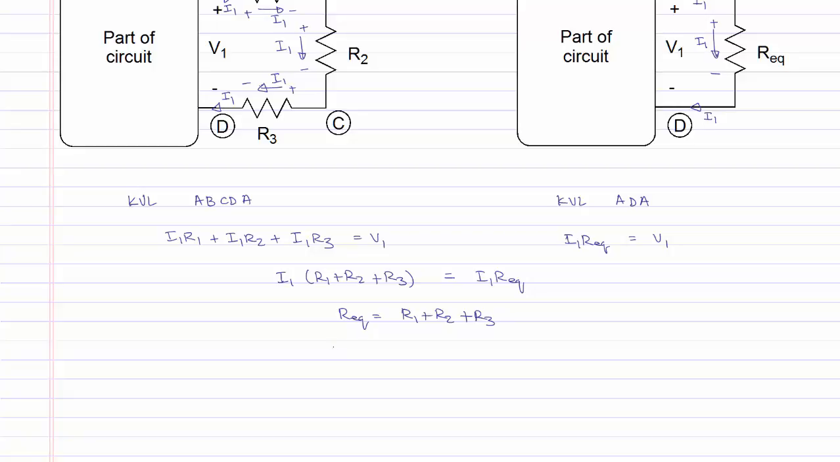What this means is that if we have more than three resistors in series, then the equivalent resistance Req will be the sum of all of these resistors, and if we have n resistors in series, then it will be the sum of all n resistors.